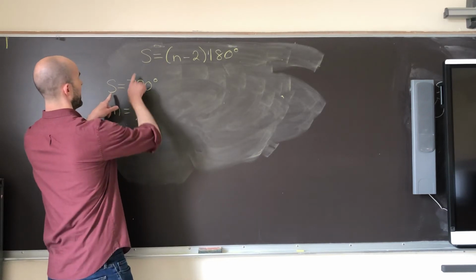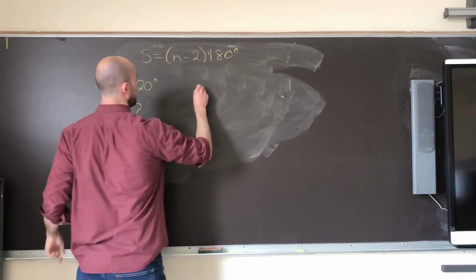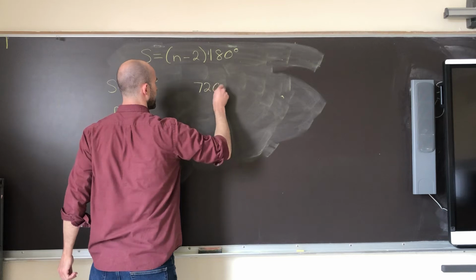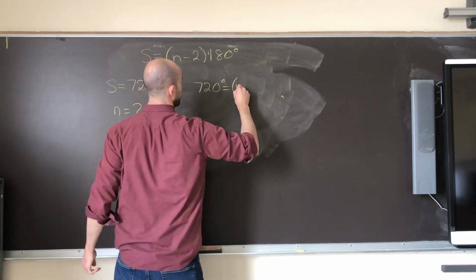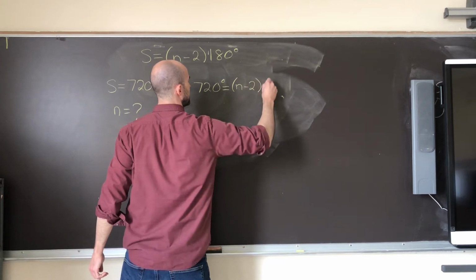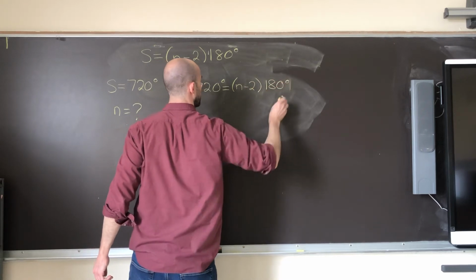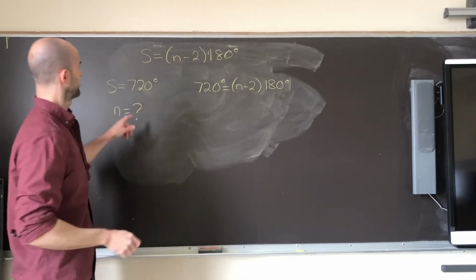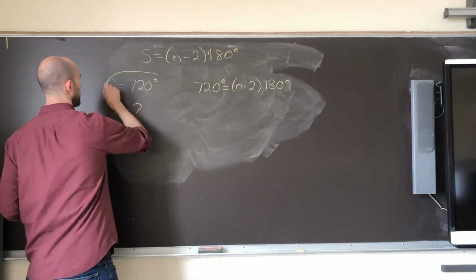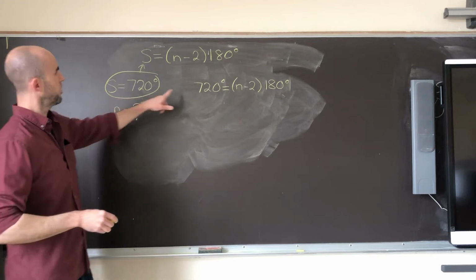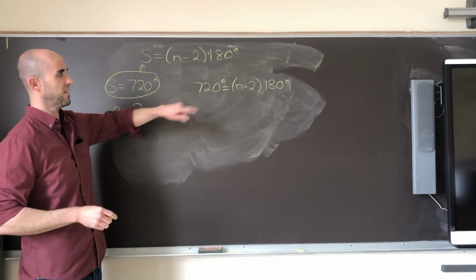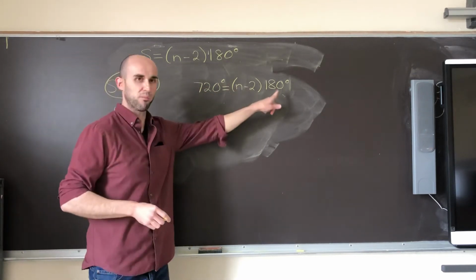So instead of writing S, we would write 720, right? So I'm going to write 720 equals, now I'm just going to substitute everything else, n minus 2 times 180, right? All I did right there, I took the sum and substituted it for S. S was 720, so I substituted 720 there and then rewrote the rest of the formula.